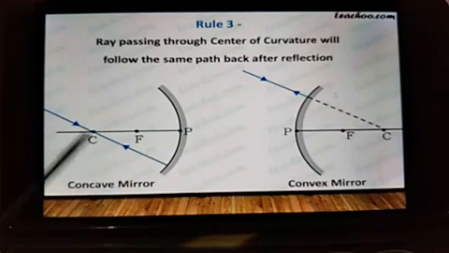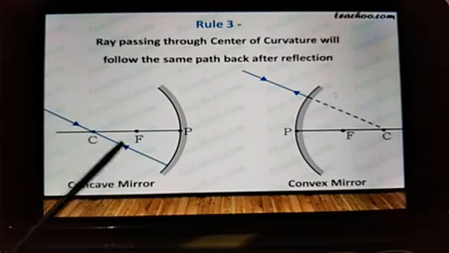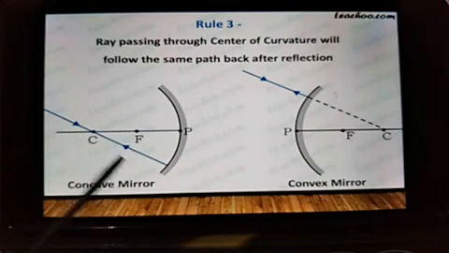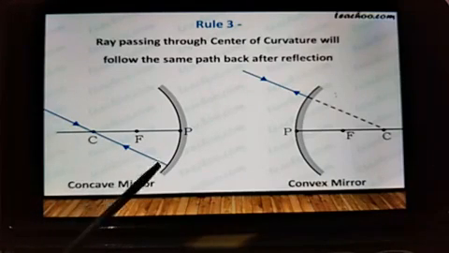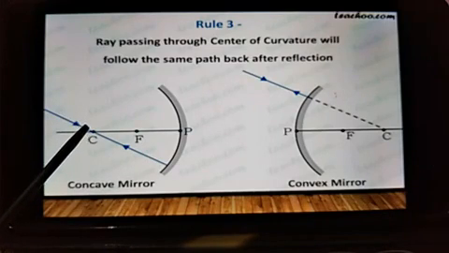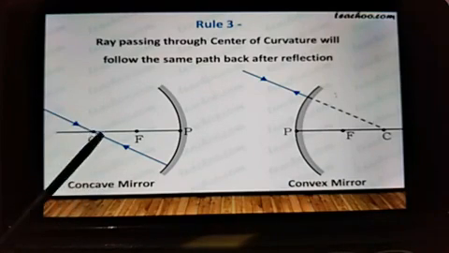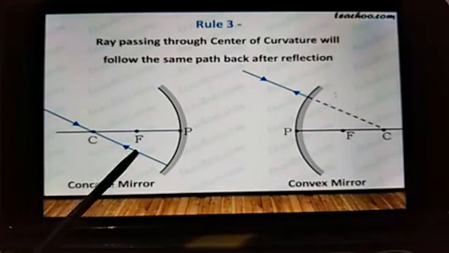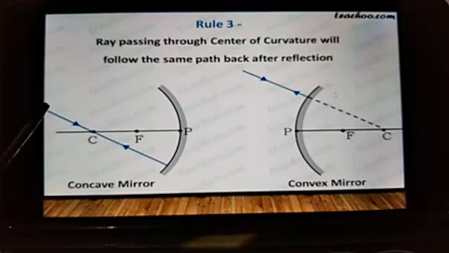the same path. See, here we have two arrows. The first one is showing the incident ray and the second one is showing the reflected ray on the other side. So the incident ray is this, and the reflected ray is also this ray of light. So we can see here both the lines, the incident ray and the reflected ray, coincide. That is, any ray passing through the center of curvature passes back along its normal path after reflection.